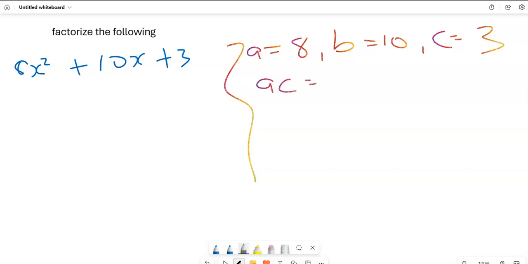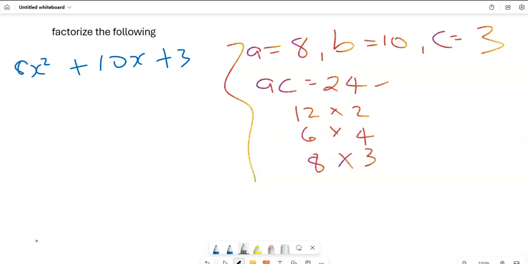And of course, AC means multiplying A by C. So that's 8 times 3, 24. Then we need to find two factors. When we multiply them, we get back AC. And when we add them or subtract them, we get B, the middle number. So you have to look at your options, right? 12 times 2 gives us 24. 6 times 4 gives us 24. And 8 multiplied by 3 gives us 24.